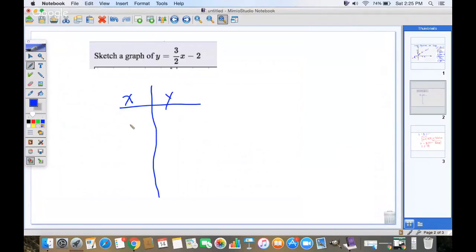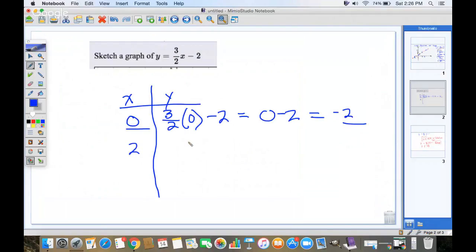I'm going to pick easy numbers like 0. 3/2 times 0 minus 2 is 0 minus 2, which is -2. So there's 1 point on the graph, 0, -2. Now, since 2 is in the denominator, picking multiples of 2 is the smart choice for x. So 3/2 times 2 minus 2. 3/2 of 2, the 2's cancel, gives me 3 minus 2, which is 1.